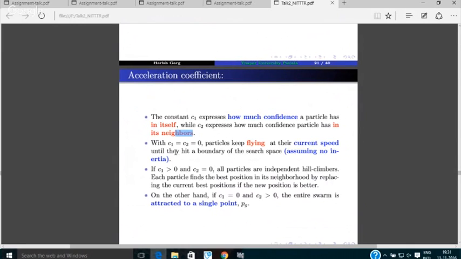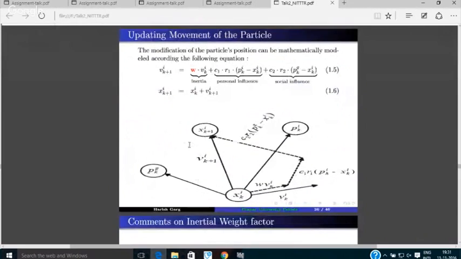So what will happen when C1 and C2 are both 0? In your equation 1.5, if C1 and C2 are 0, what's the value of the velocity? Only W into V. That is, the particle is flying with its own initial velocity.